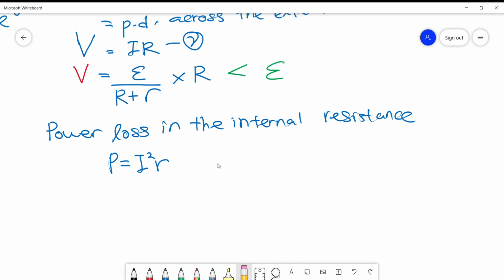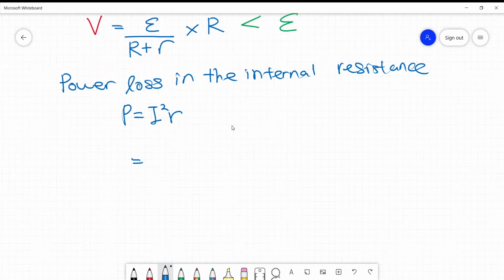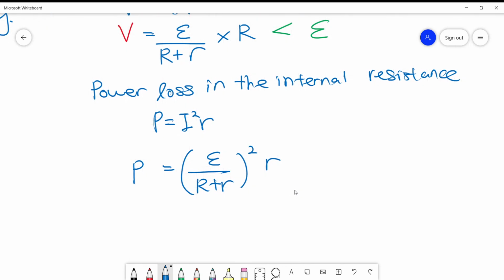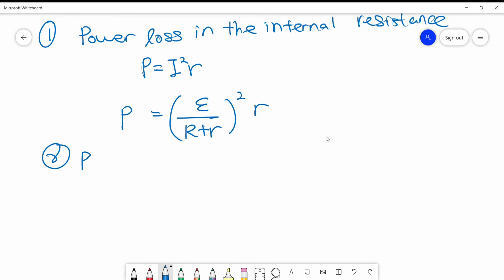Okay, so if I substitute the current, which is E divided by R plus r, squared, and multiplied by r, I keep this one as small letter r. Okay, so this is the power loss in the internal resistance. For the second one, we're going to discuss the power input for the circuit.